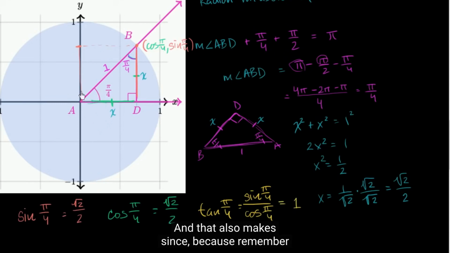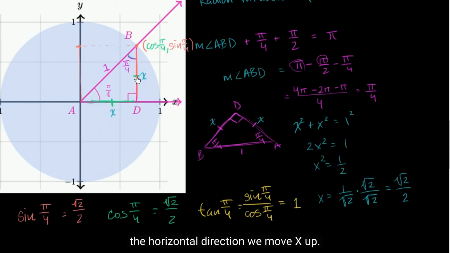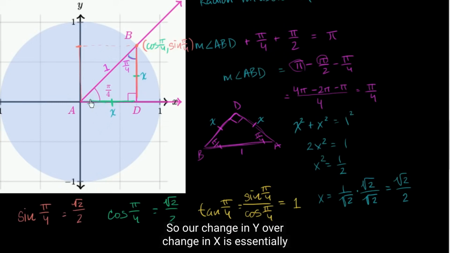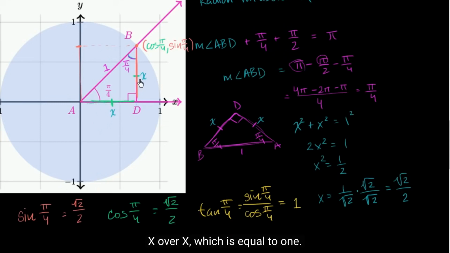And that also makes sense because remember, the tangent of this angle is the slope of this line. And we see the slope. For every x we move in the horizontal direction, we move x up. So our change in y over change in x is essentially x over x, which is equal to 1.